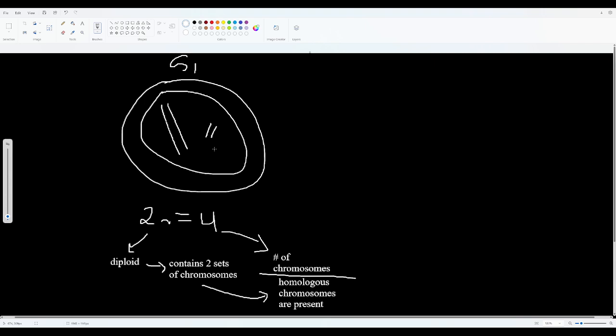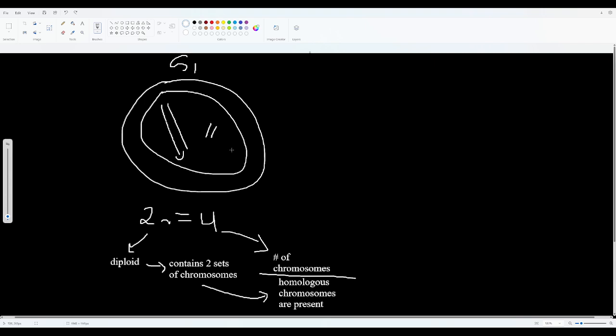We do not have sister chromatids until after S phase. After the DNA has been synthesized and duplicated, you've made another batch of DNA, an exact replica of all the DNA. Only then do we have sister chromatids. But here during G1, we do not. So how many chromosomes do we have? Well, we have 1, 2, 3, and 4.